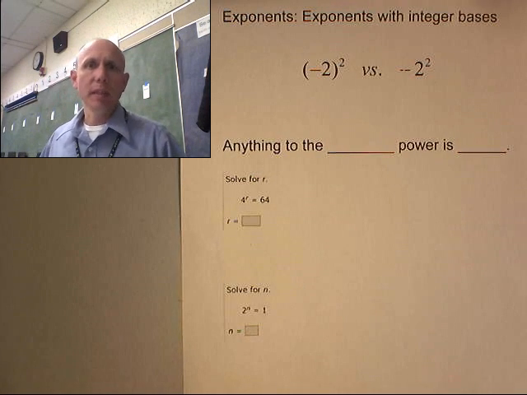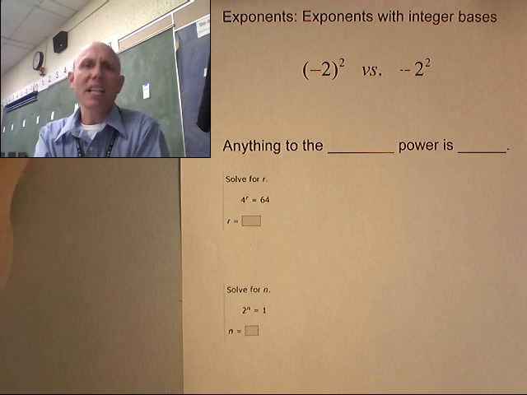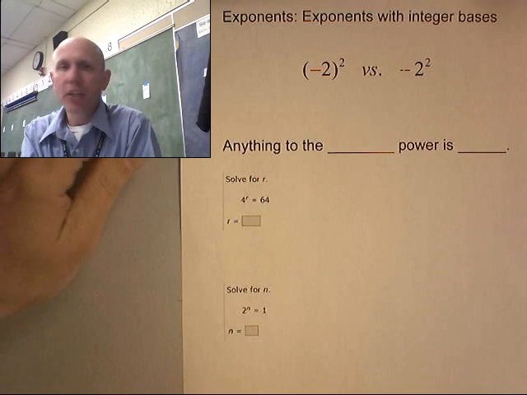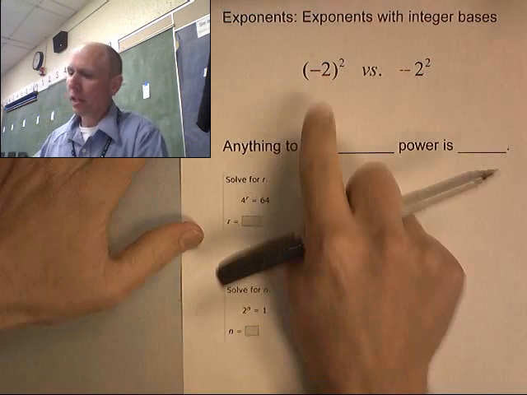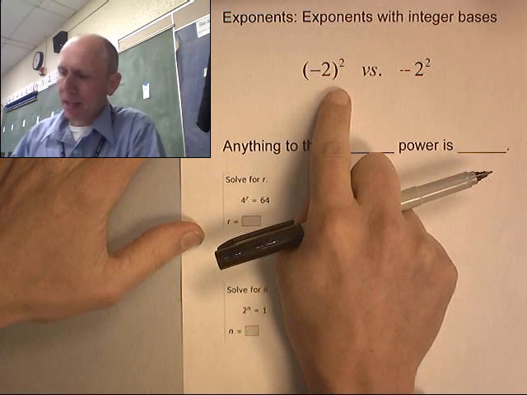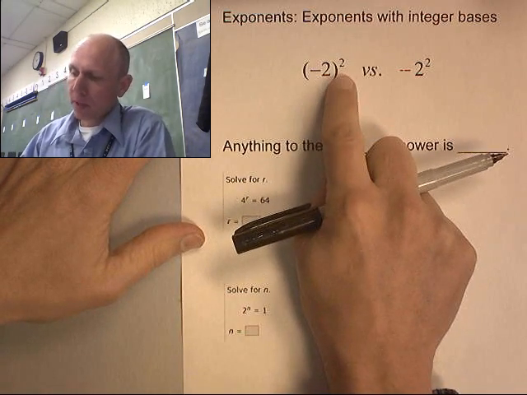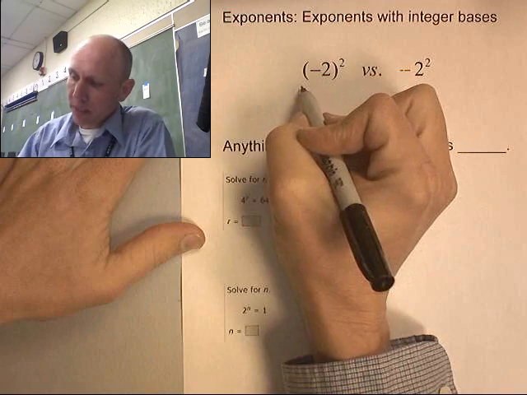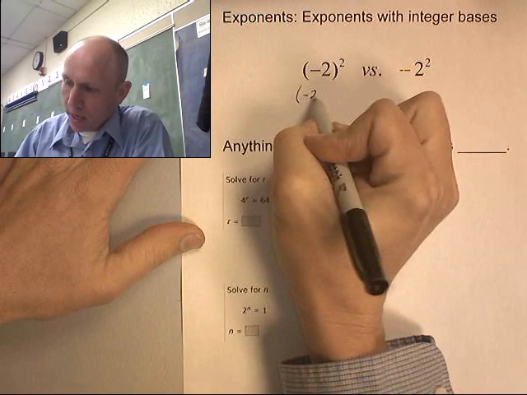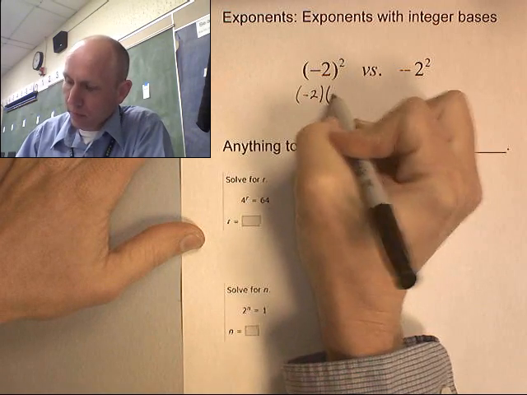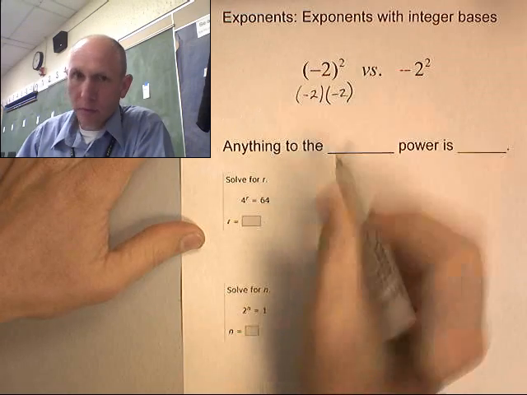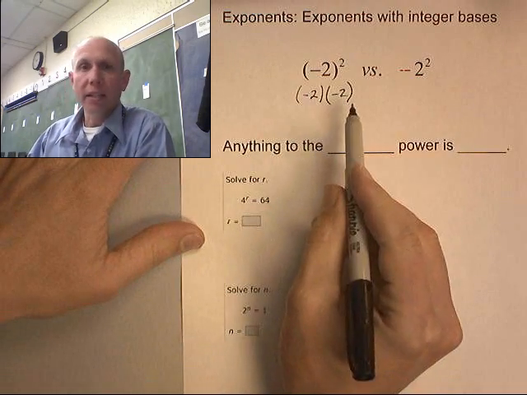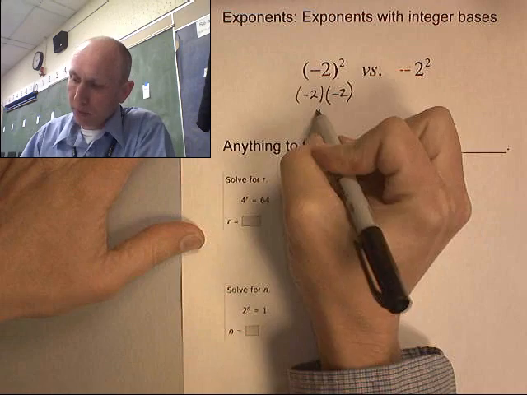All right, let's talk about some math here. We're going to talk about exponents with integer bases. Let's start up here with this guy, the idea of the square. This is (-2) squared. This means I'm going to go negative 2 times negative 2, and a negative 2 times a negative 2 is a positive 4.